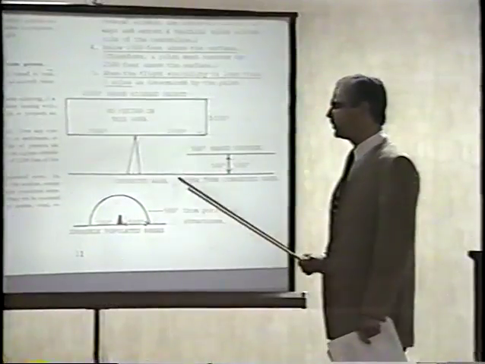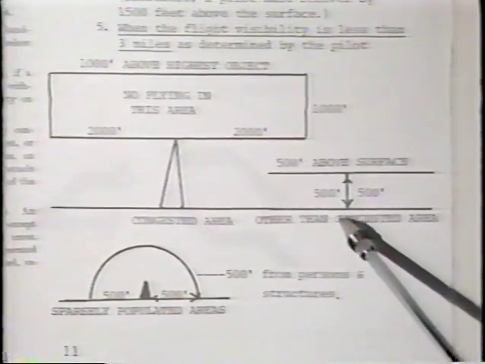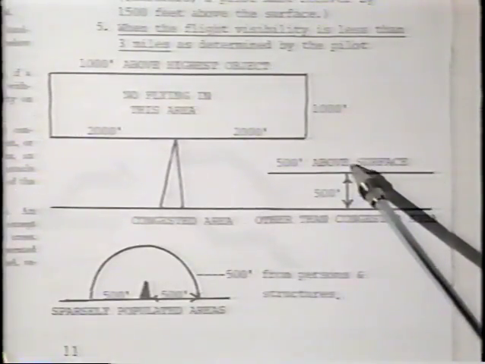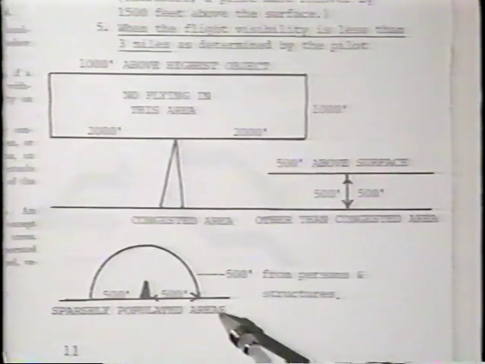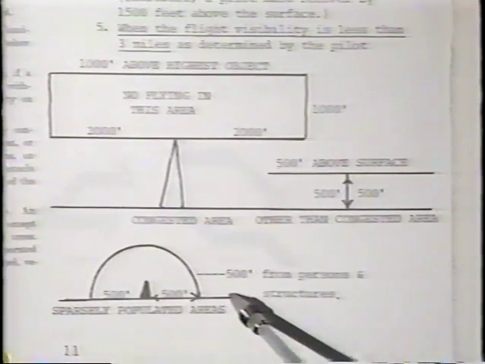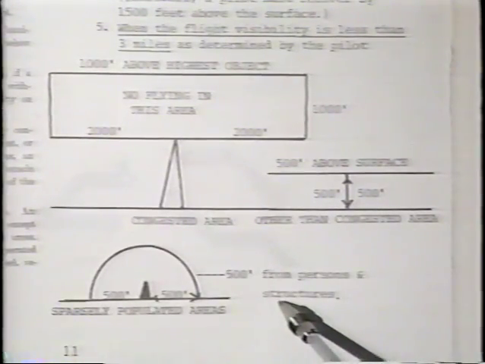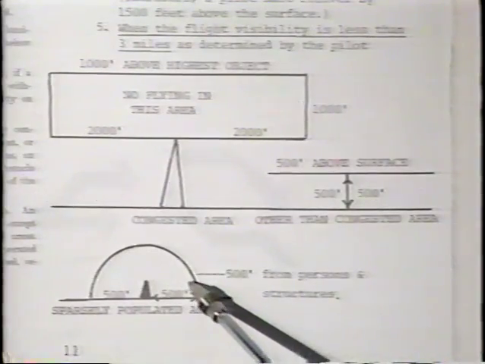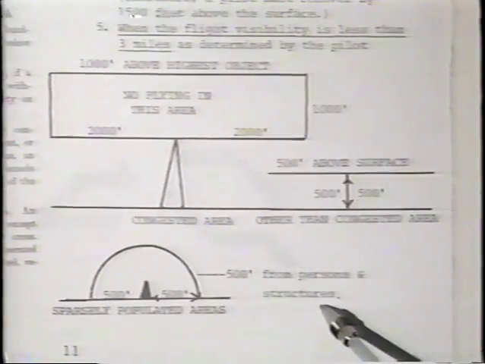Okay, now if you're over other than a congested area, you have to be 500 feet above the surface. That would be over, say, farmland, for instance. And if you're over sparsely populated areas, such as open water, like Lake Michigan or Lake Erie or the ocean, you have to be 500 feet from any person, vessel, vehicle, or structure. Now, it doesn't have to be 500 feet above them. It could be 500 feet to the side, for instance. All right? So 500 feet from persons, vessels, vehicles, or structures.